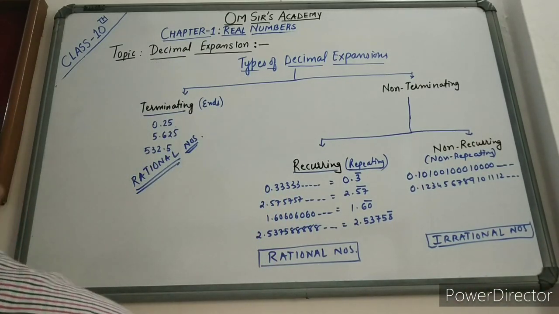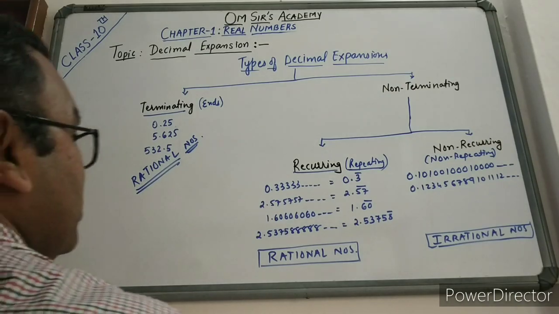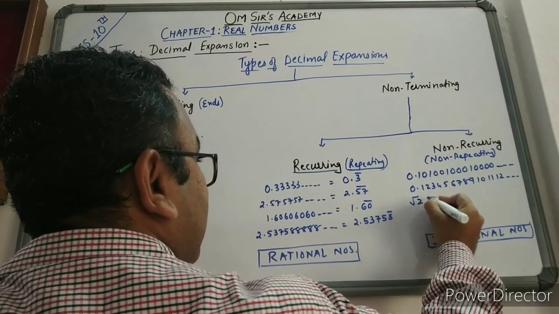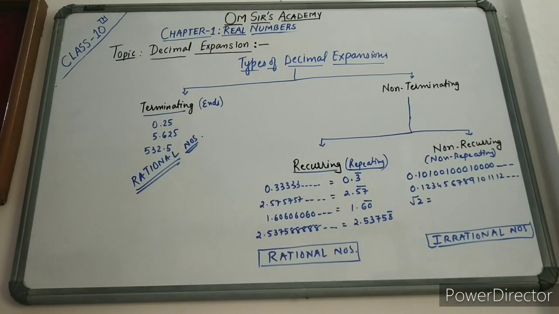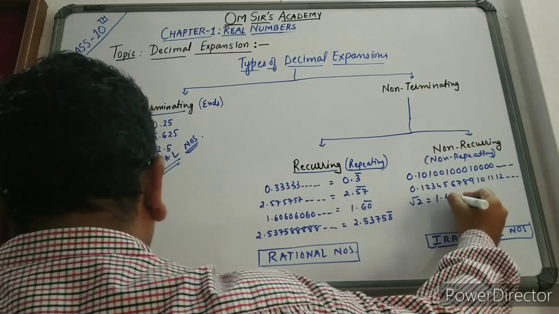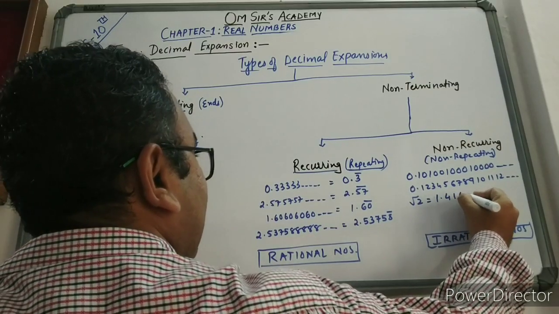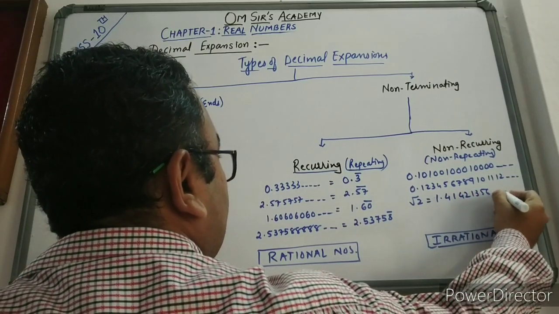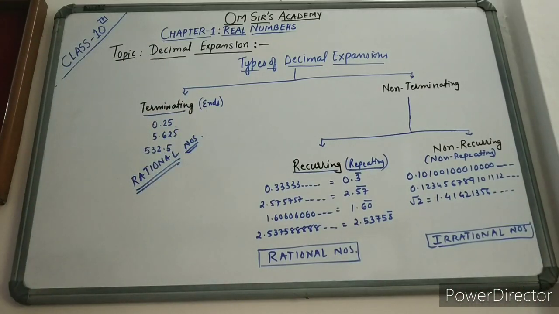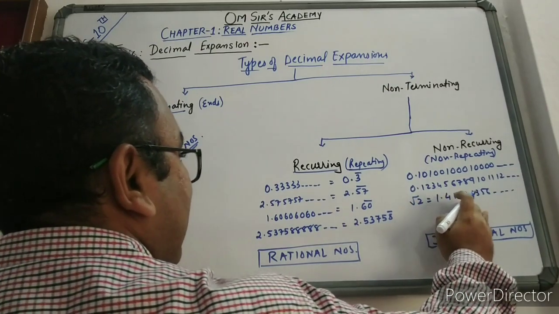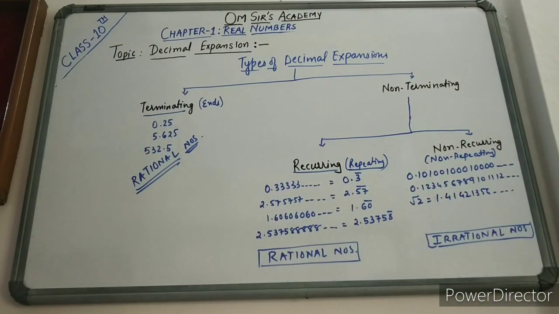For example, if you are asked to find the value of root 2, you know very well that root 2 is irrational, right? So, do you know what the value of root 2 is? Any guess? 1.41421356 dot dot dot dot, something like this. Is it clear? Understood? So the value of root 2 is 1.41421356 dot dot dot dot.